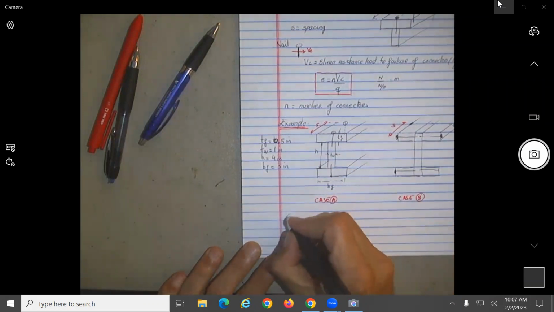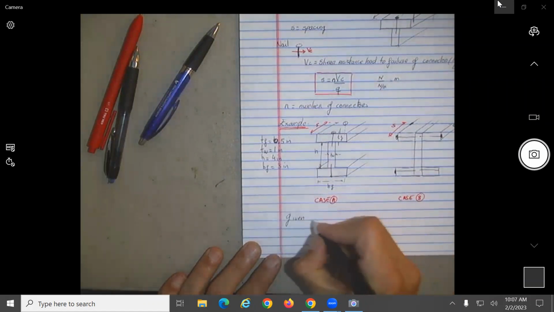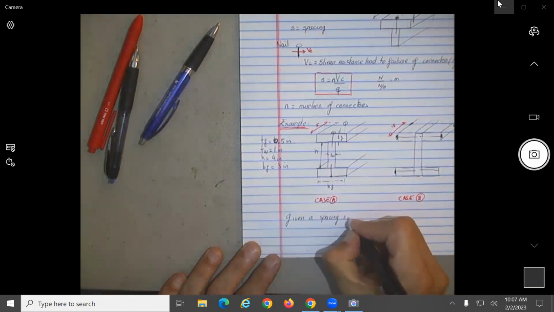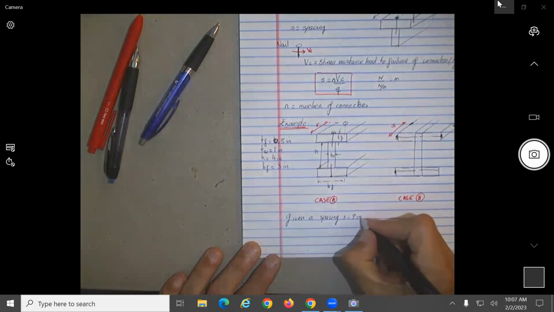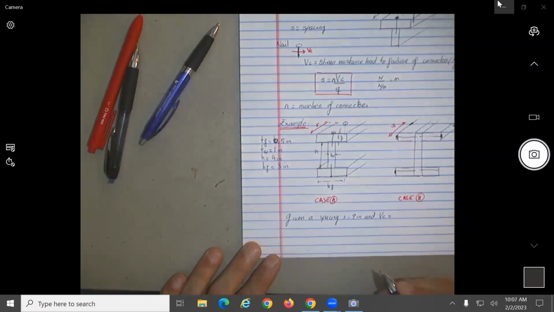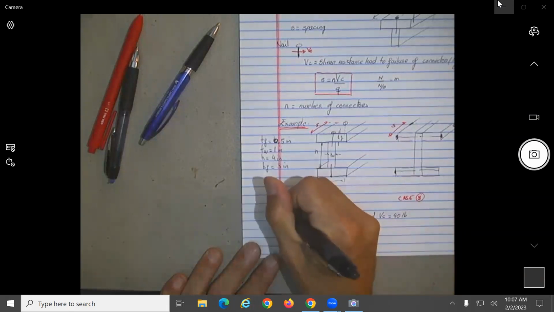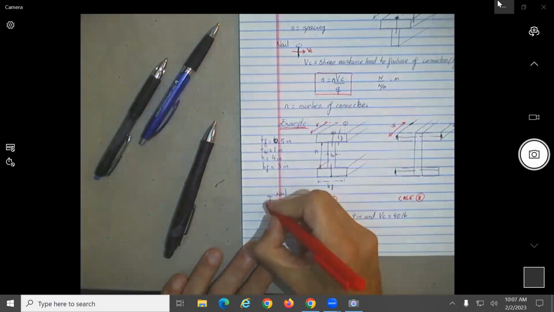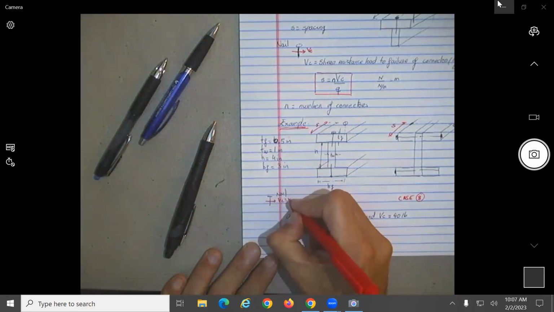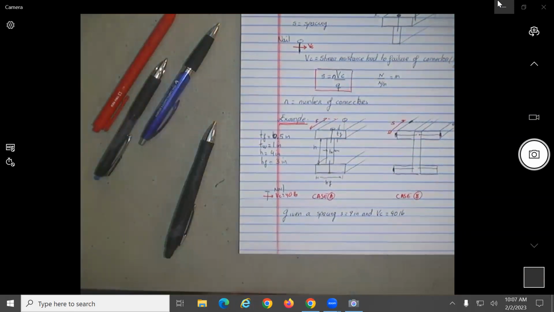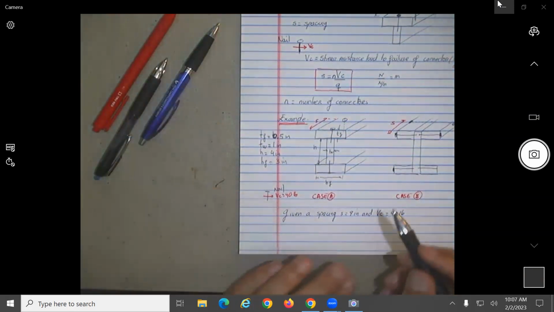So let's say here, given a spacing S equal to 9 inches, and we know that the maximum shear force that can be resisted by the nail is 40 pounds. So basically here we have our nail. This is our connector. We say it will break in shear. It can resist in shear a force of 40 pounds.